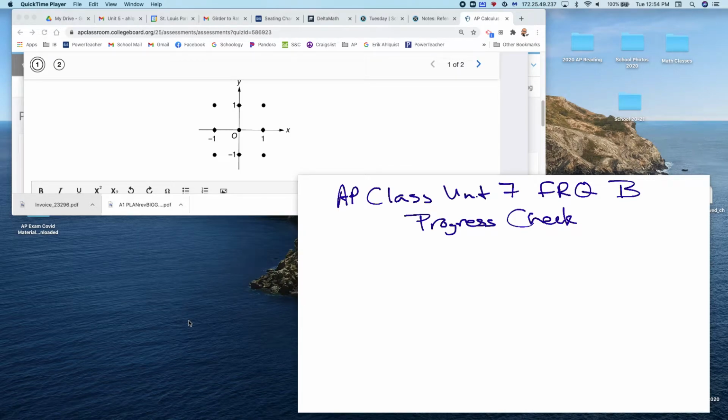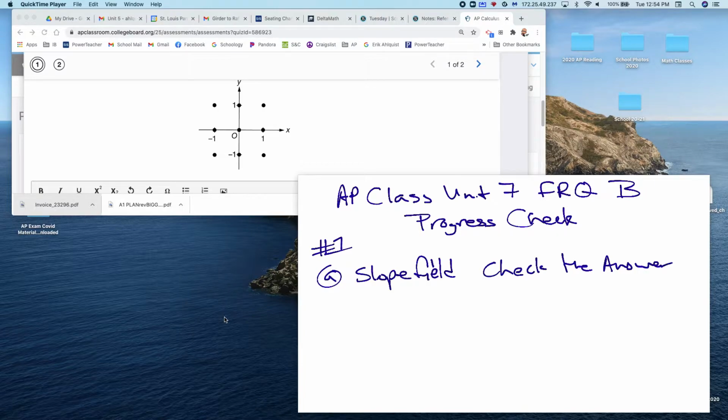AP Classroom, Unit 7, FRQB, progress check. This is question 1. For Part A, it's just a slope field. Just check the answer.